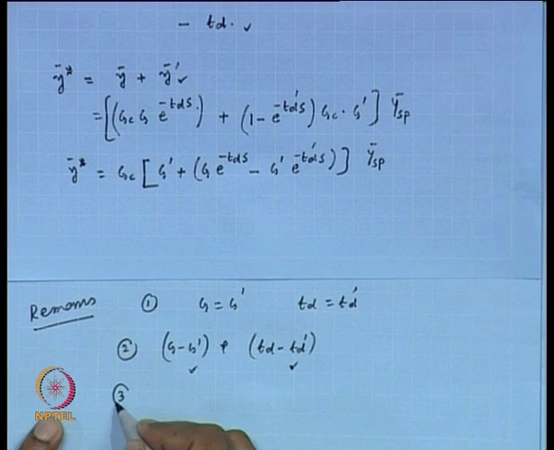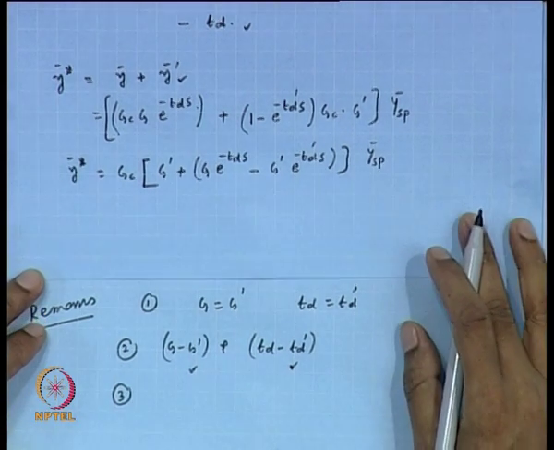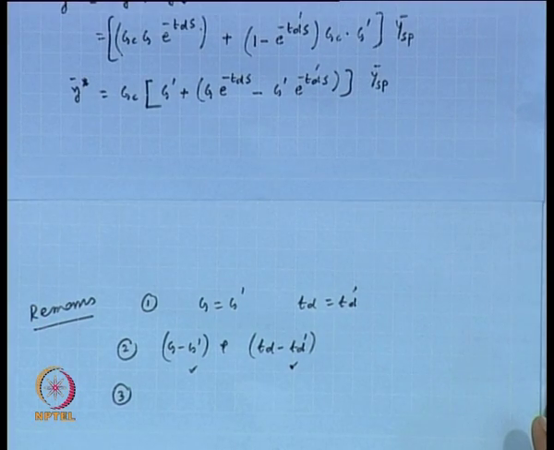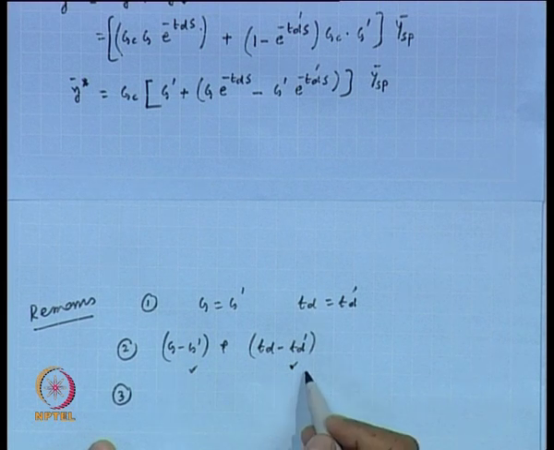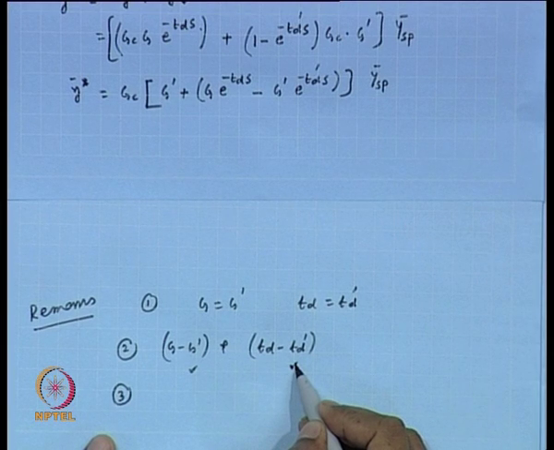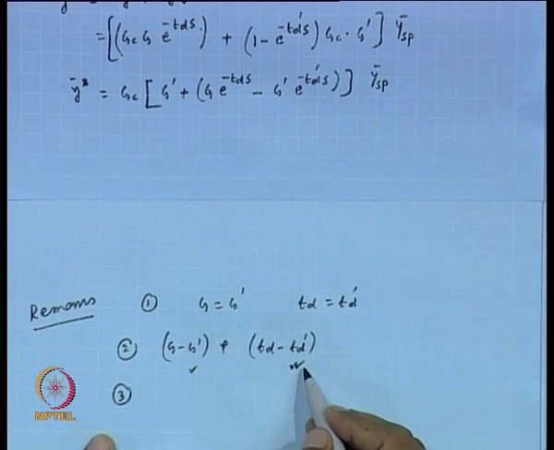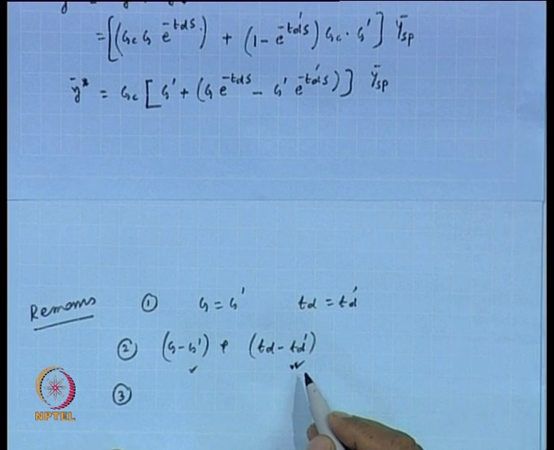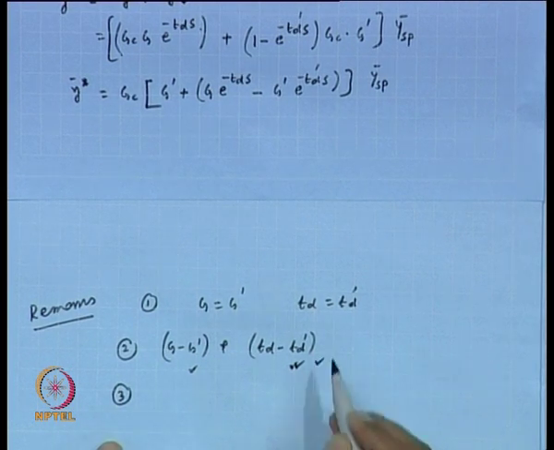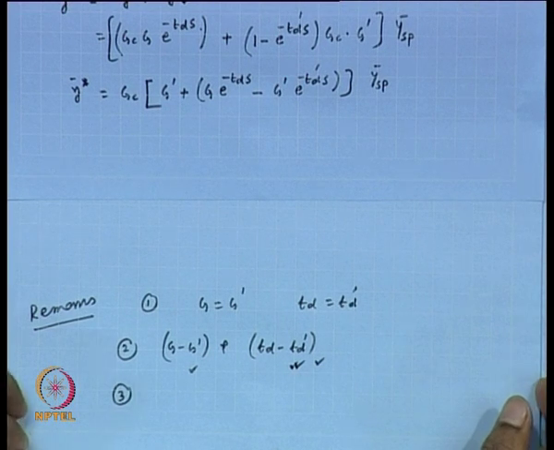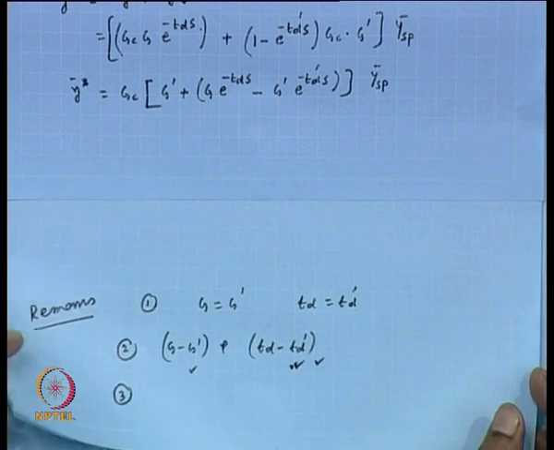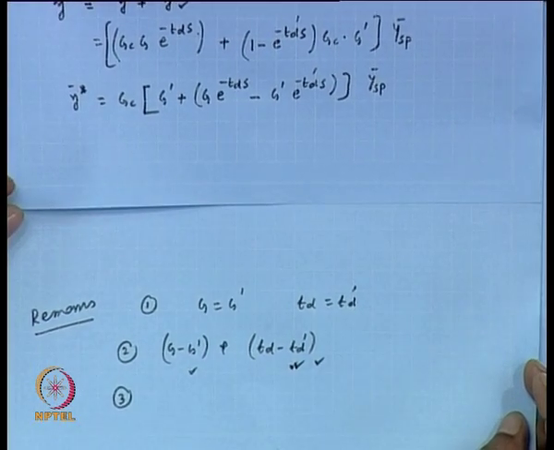Third remark, which one is more crucial on the dead time compensation? I mean, error in G or error in TD has severe effect on dead time compensation. TD, because it is related to the exponential term. So, this is more crucial to the dead time compensation because of the exponential function.